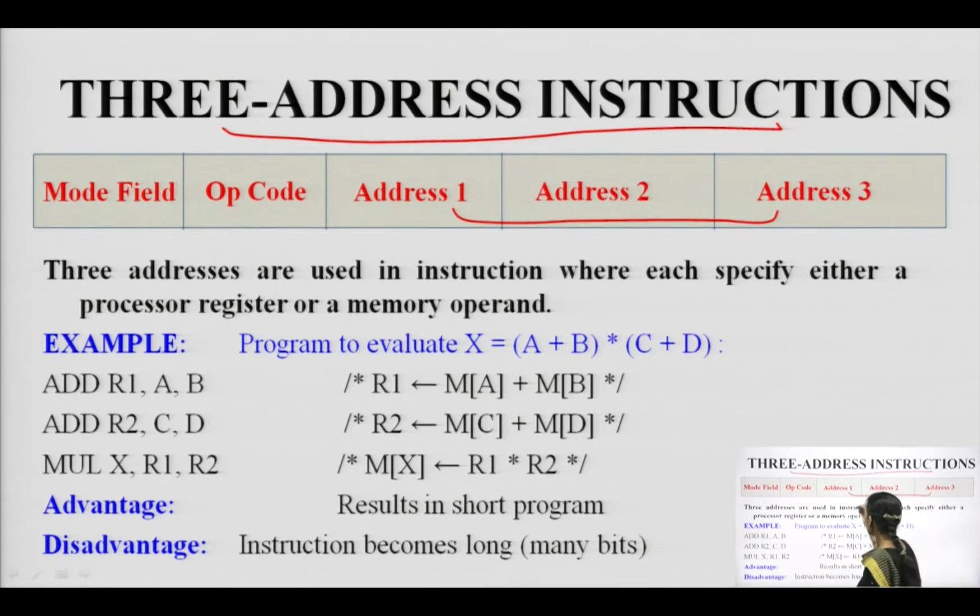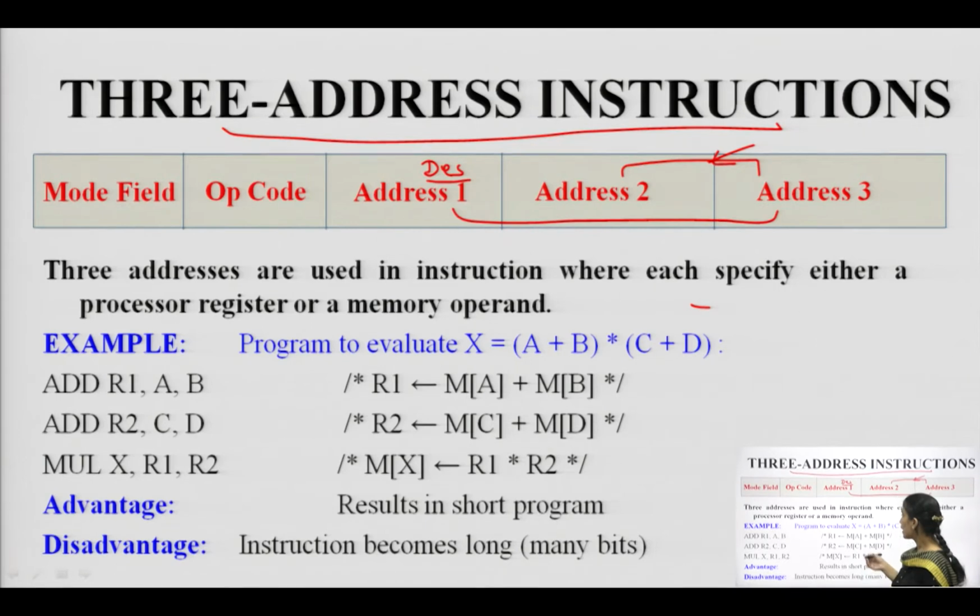So, in this 3 address instruction, 1 address is for my destination, where I will move my output, and these 2 addresses are for storing the address of my operands, on which I will perform the operation. So, 3 addresses are used in the instruction where each address specifies either a processor register or a memory operand address.